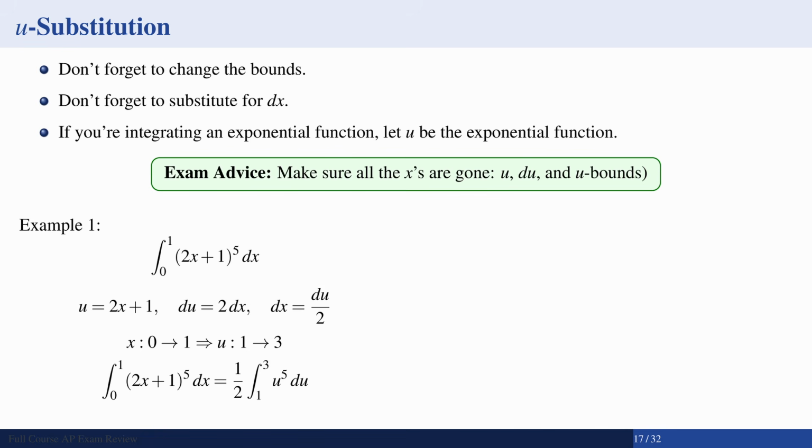We substitute for the bounds, which gives us the integral from 1 to 3, and we substitute obviously for 2x plus 1, we get u to the 5th. So that's how you do it.